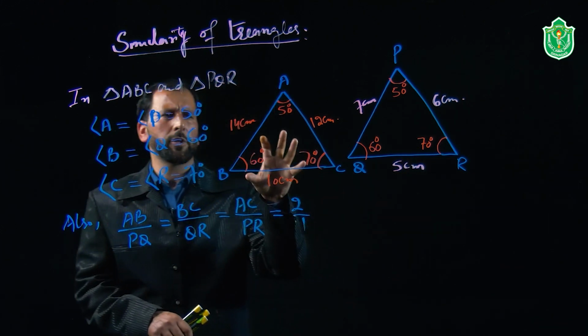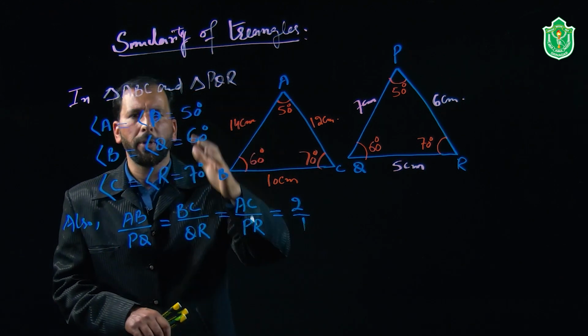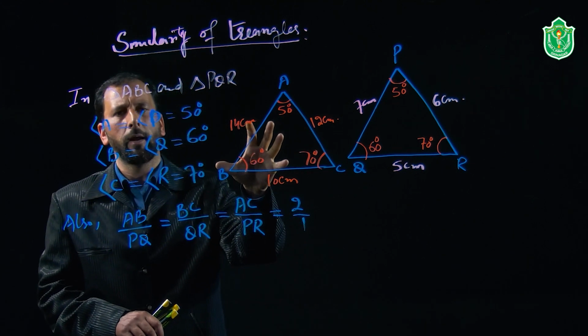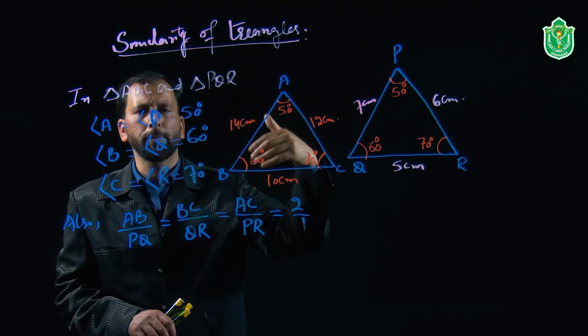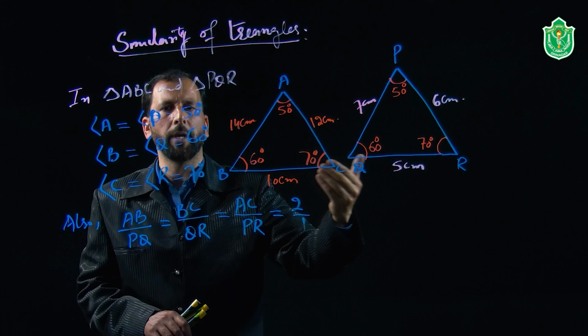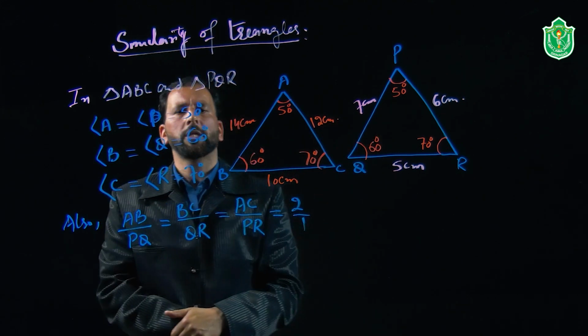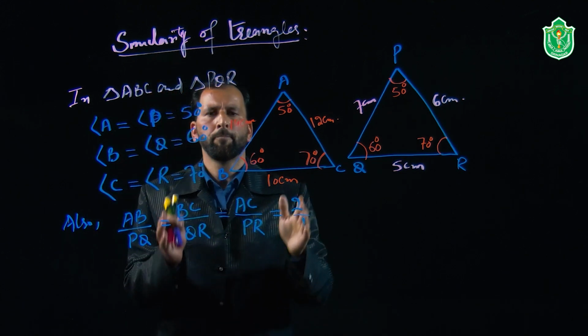Also, further look at the two triangles again, triangle ABC and triangle PQR. So if three angles of triangle ABC are respectively equal to the three angles of the other triangle PQR, then the two triangles are said to be equiangular triangles.